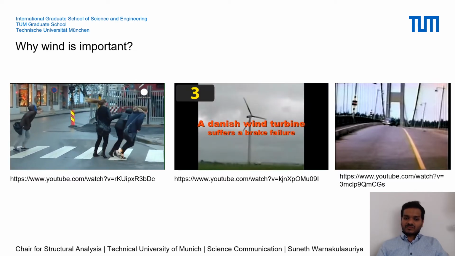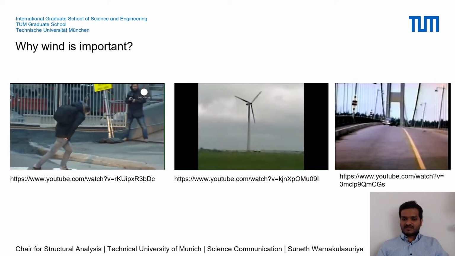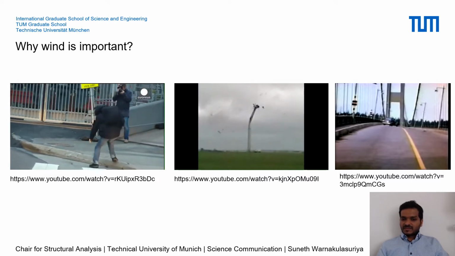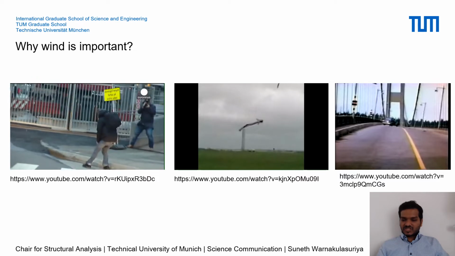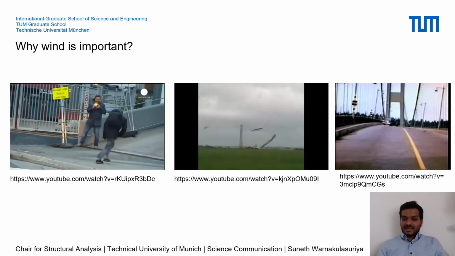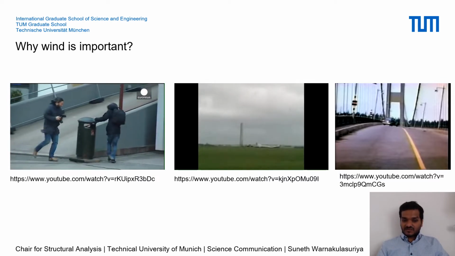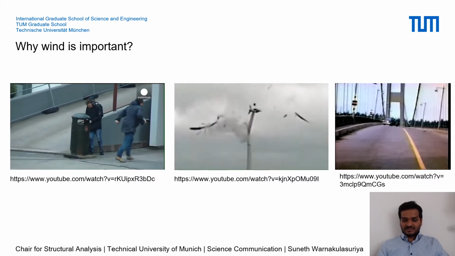But let's look into one of the dangerous situations. In the middle, you can see a Danish wind turbine acting under high wind speeds. You can see after some time it just collapses and all the wind blades are flown away. And if someone was near that region, they could have been hurt. But luckily for us, no one was near that region.